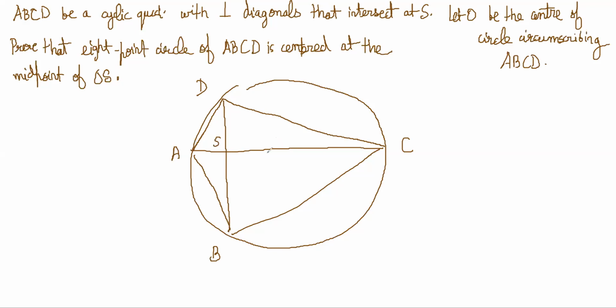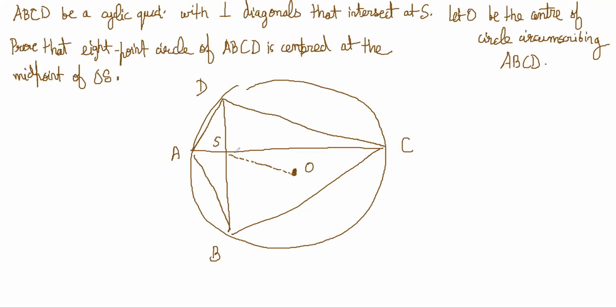O is the center of this circle, the circumcircle of this cyclic quadrilateral. Now, we have to prove that the center of the 8-point circle is the midpoint of OS.